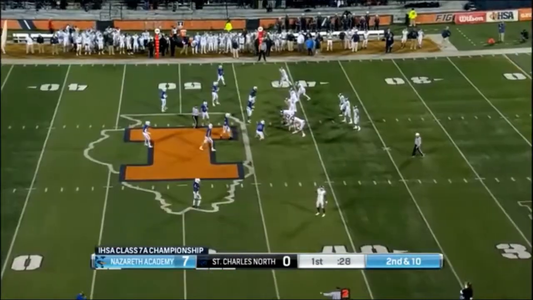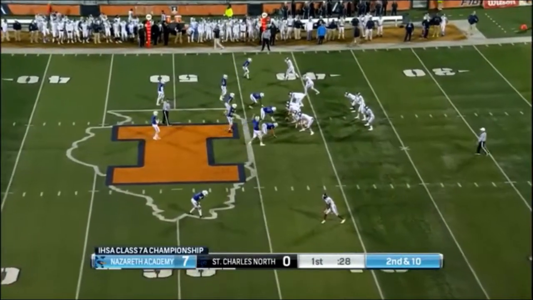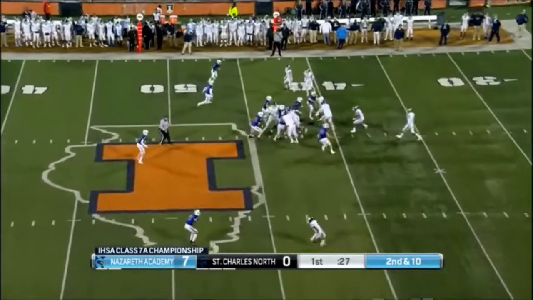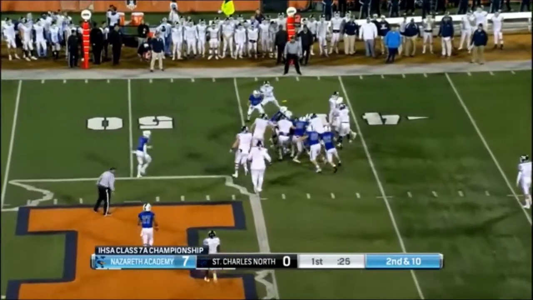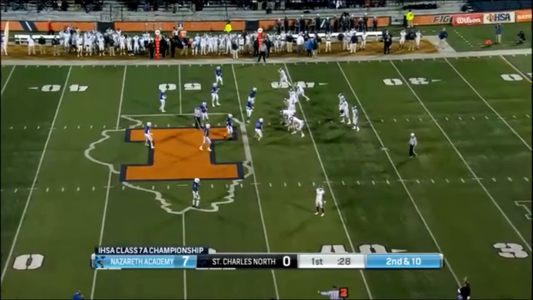You could also argue that this is a false start because the wide receiver is simulating action at the snap and moving forward at the snap. Again, there's no requirement to be on the line of scrimmage in order to be called for a false start.